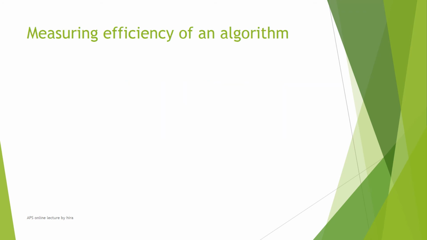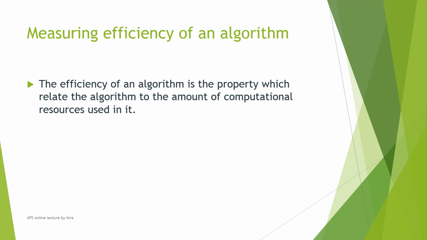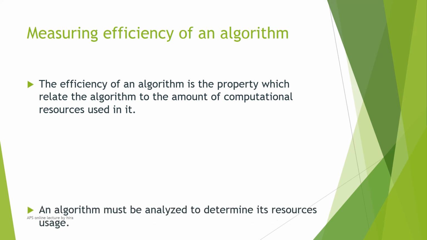The next topic is measuring the efficiency of an algorithm. The efficiency of an algorithm is the property which relates the algorithm to the amount of computational resources used in it. If the algorithm consumes fewer resources and provides maximum efficiency, then the algorithm is best for solving the problem.